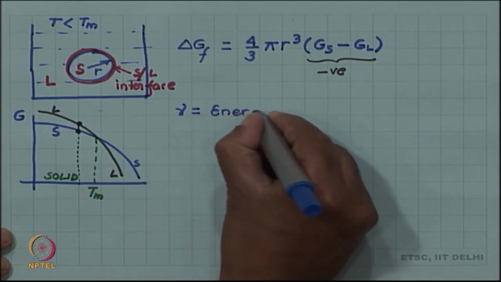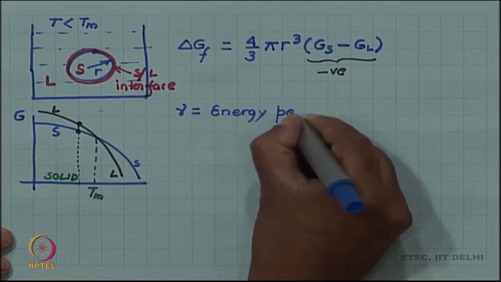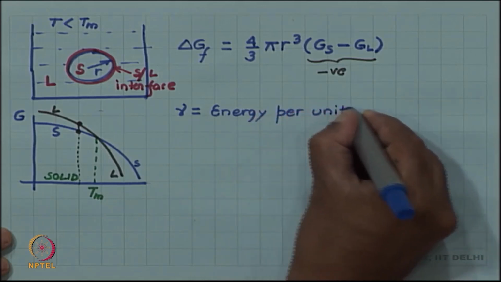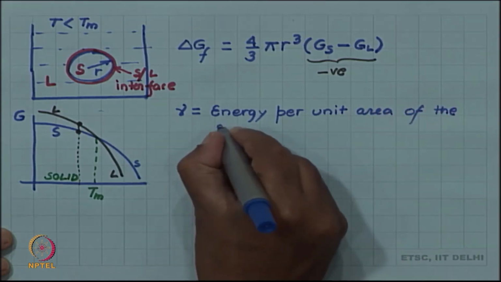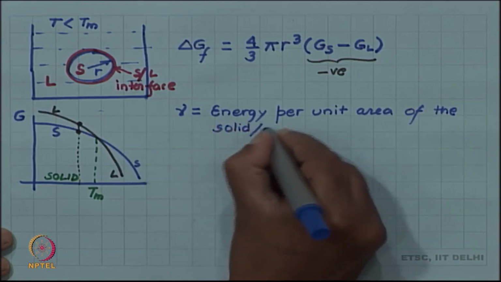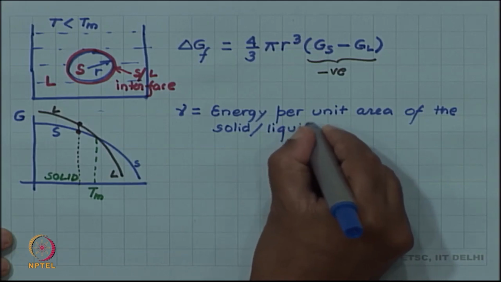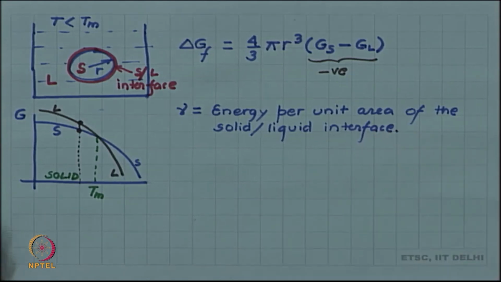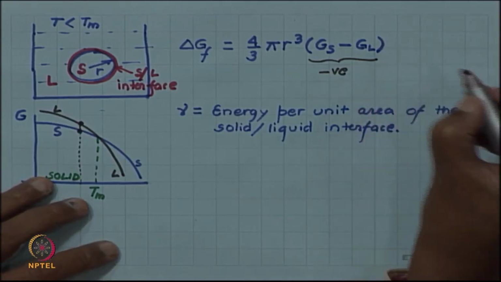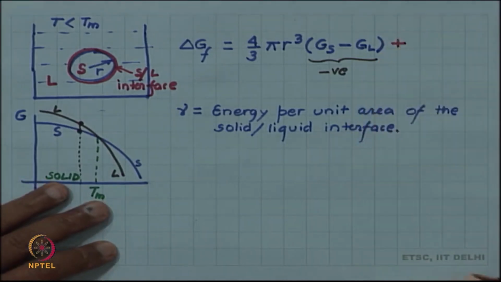So, there will be a surface energy, and let us call gamma the energy per unit area of the solid liquid interface. And this will always be positive, and this positive term has to be added to this expression to complete it.